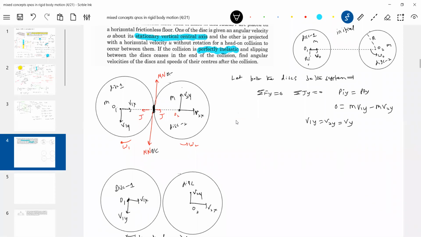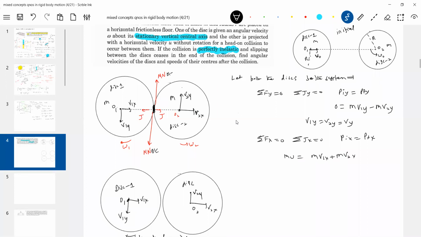Or, sir, can I apply conservation of momentum along the x-axis also? Yes. What was the initial momentum? m u naught. And what is the final momentum? Let me proceed in this way. Now let both the disks be the system. So the initial momentum is m u naught, and the final momentum is m v1x plus m v2x.